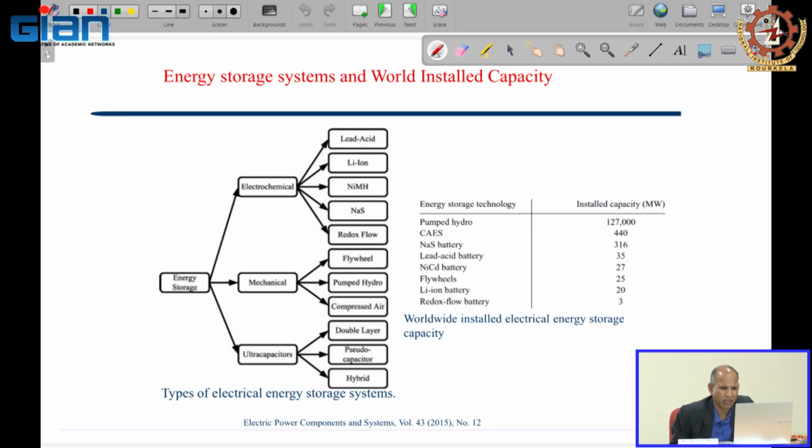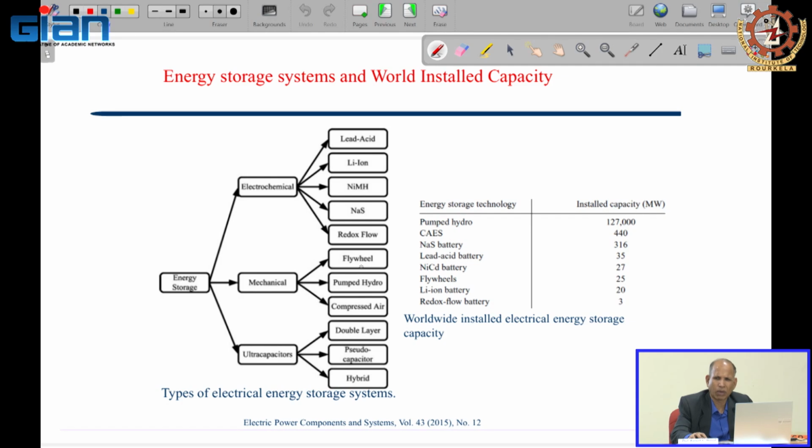Okay. So, here you can see a little bit more classification. Again I give the reference. In this volume, which was a kind of special issue, you can find several interesting papers. Here you have a classification for these batteries, like electrochemical batteries. You have options like lead acid, lithium ion, redox. So, there are so many battery options available.